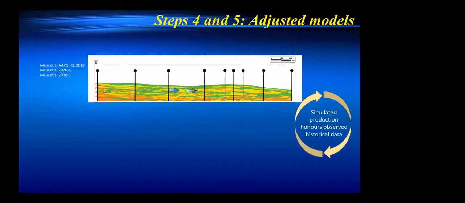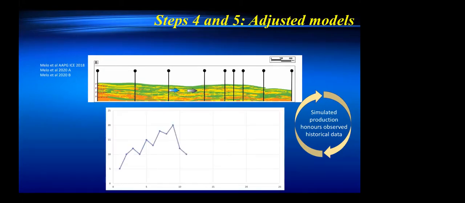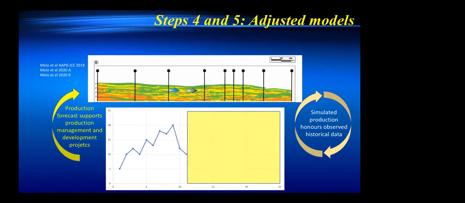At step five, we must adjust the geological and fluid flow model. The distribution of properties in the geological model, such as porosity, permeability, oil saturation, etc., must support the production simulation without using artifacts in the simulator, such as permeability multipliers, impermeable layers, etc. The fine adjustment between the geological and fluid flow models is achieved when the simulated production matches the historical field production. Adjusted models are then robust enough to forecast production and support production management and development projects.